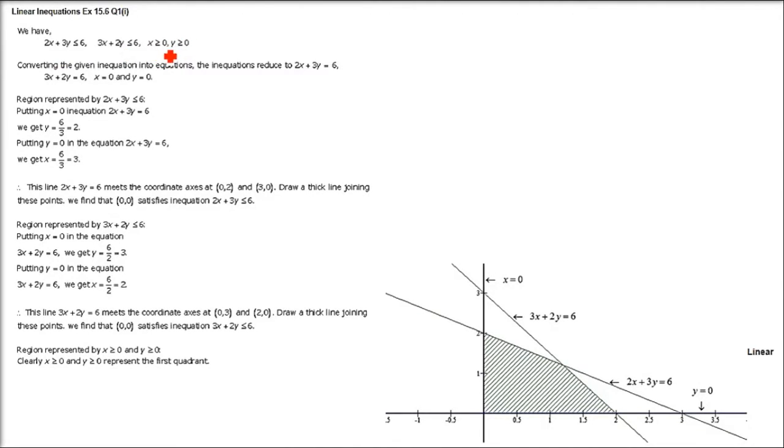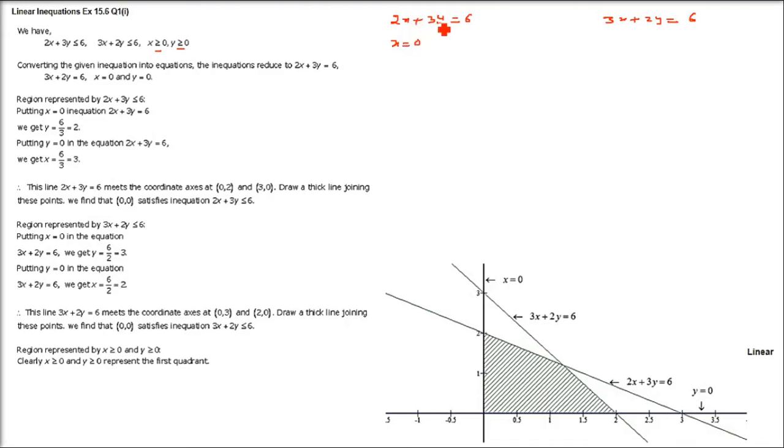So we have two inequations along with two more limitations. That means we are talking about the first quadrant: x is greater than or equal to 0, y is greater than or equal to 0. So whatever we do, we equate it with equality. That means we change the less than or equal to into equality. Similarly, 3x plus 2y will be equal to 6.